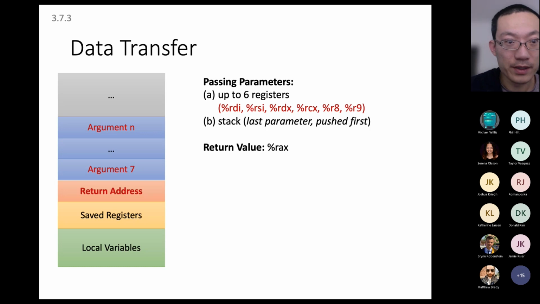And also we talked about how to pass parameters. We have 6 registers. RDI always has the first parameter, RSI always the second, and so on and so on. We have 6 of them to pass the first 6 parameters. If we have more than 6, we would put that on our stack. And the return value, we always put in the RAX.